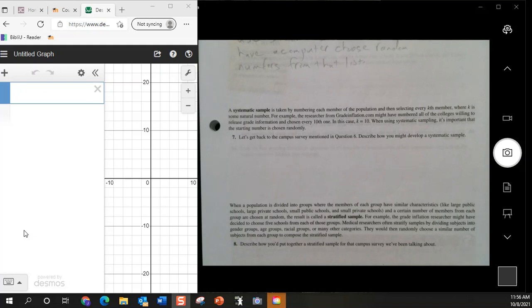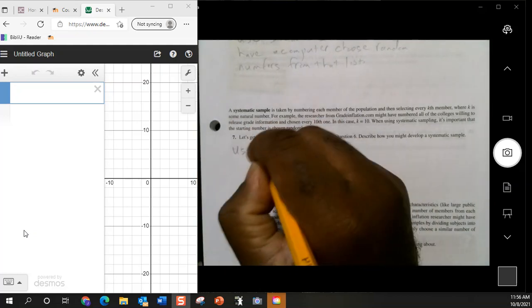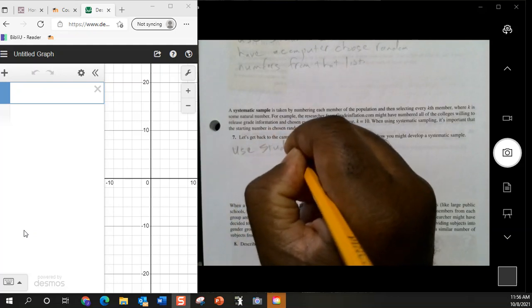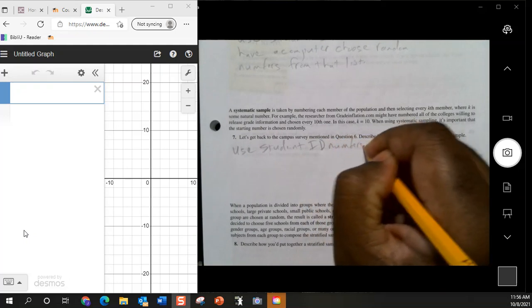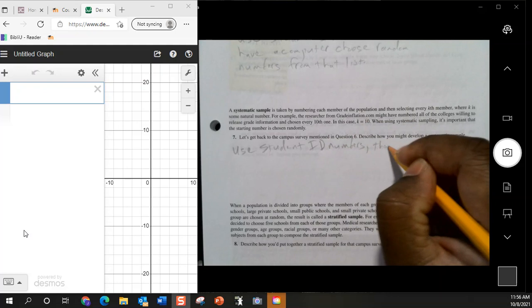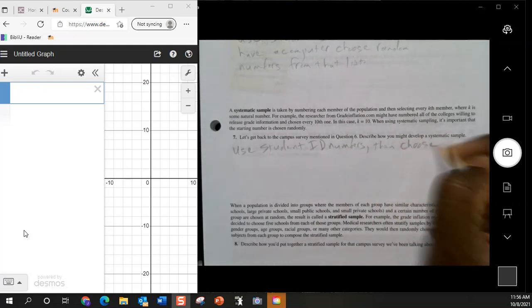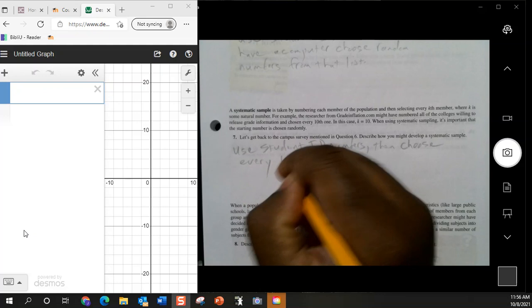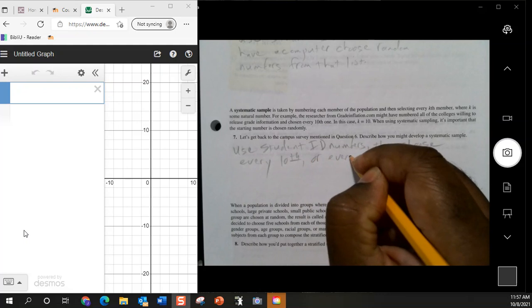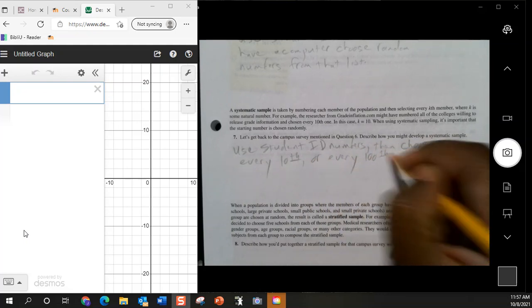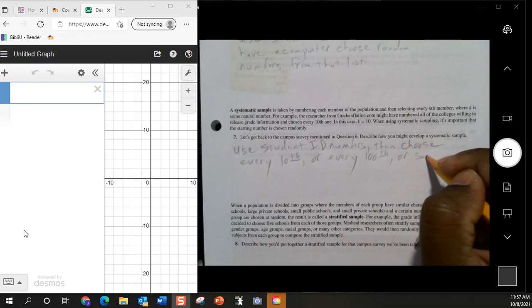Let's get back to the campus survey mentioned in question 6. Describe how you might develop a systematic sample. So basically, we can use student ID numbers, then choose every 10th or every 100th or something like that.